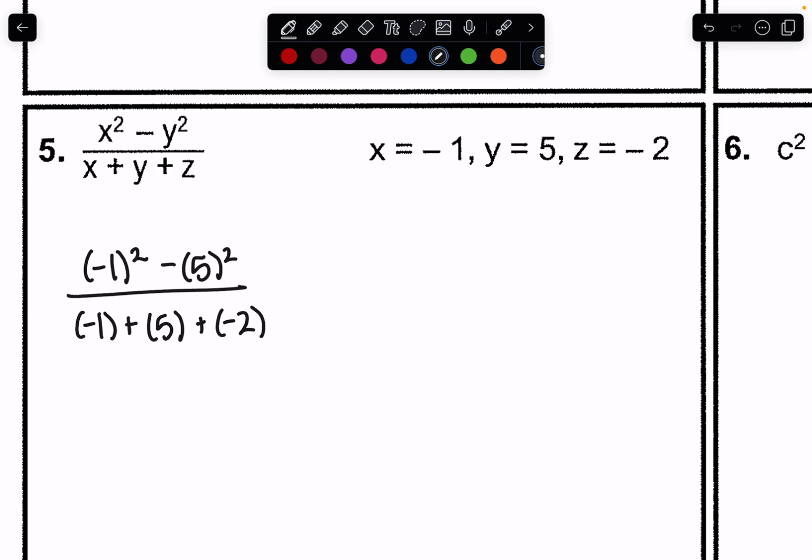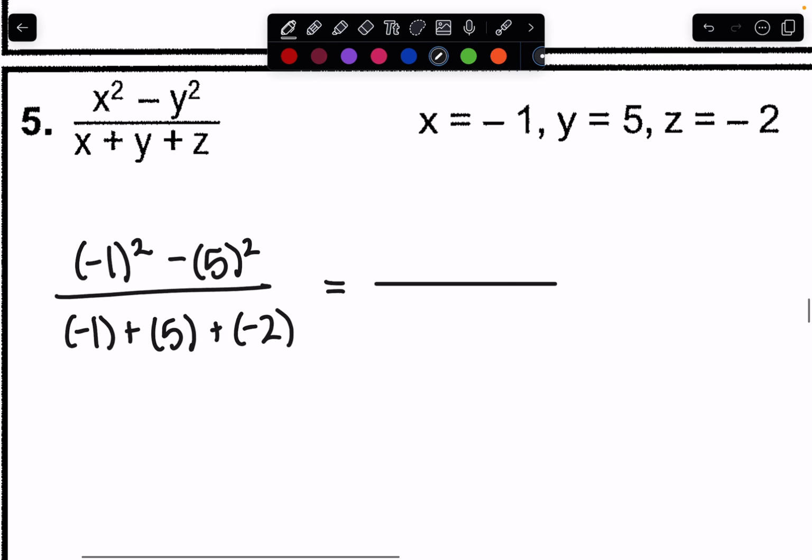And so let's deal with just the top row, the top part. On the top, I see subtraction. I don't want to do that yet. I need to do those exponents first. So let's do negative 1 squared, which is just 1. I rewrite that minus sign. I'm not subtracting yet. I now can do the second exponent, 5 squared. 5 squared is 25. There's my top part.